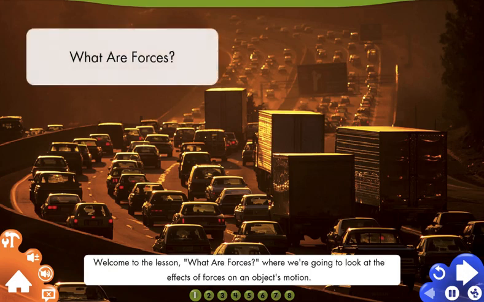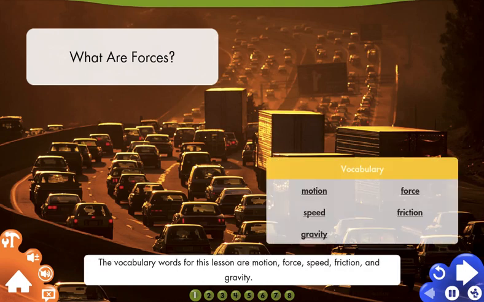Welcome to the lesson, What are Forces?, where we're going to look at the effects of forces on an object's motion. The vocabulary words for this lesson are motion, force, speed, friction, and gravity.